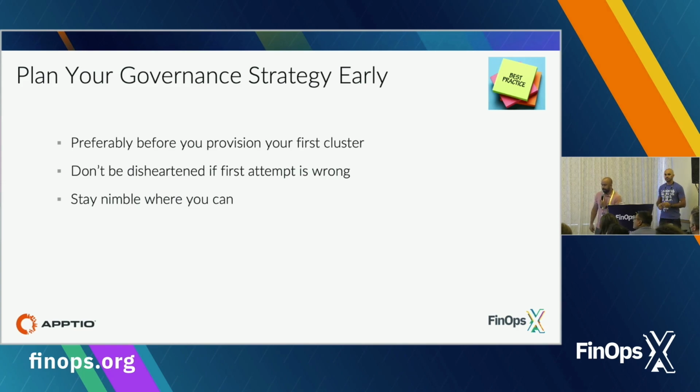Second one is don't be disheartened if the first attempt is wrong. This is an iterative approach. You're going to make mistakes, you will learn from them, and it's a long-term endeavor. So I wouldn't be disheartened if the first attempt fails. Having a strategy is better than having no strategy. And the cloud continuously evolves. You're going to see a lot of services and cloud vendors continuously evolving. Restructures happen, re-architectures happen too. So stay nimble where you can.